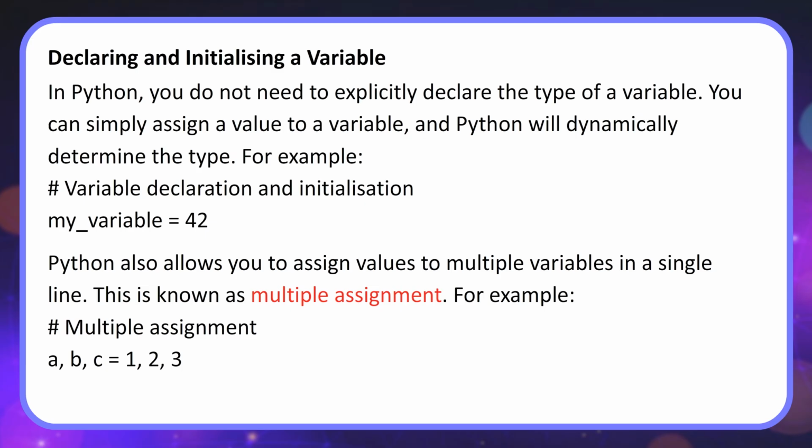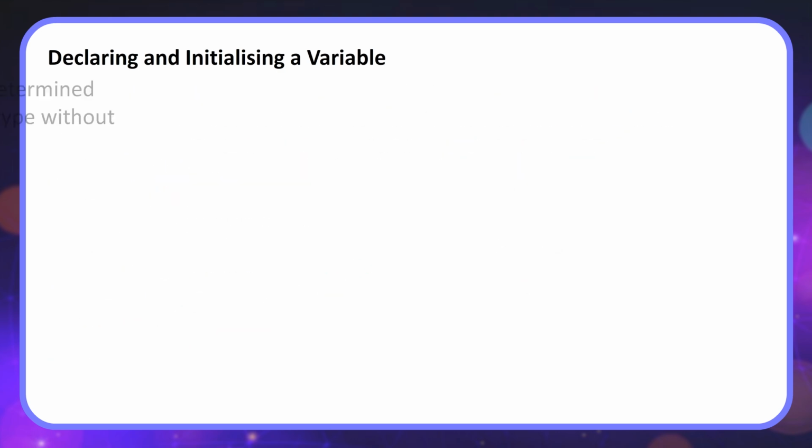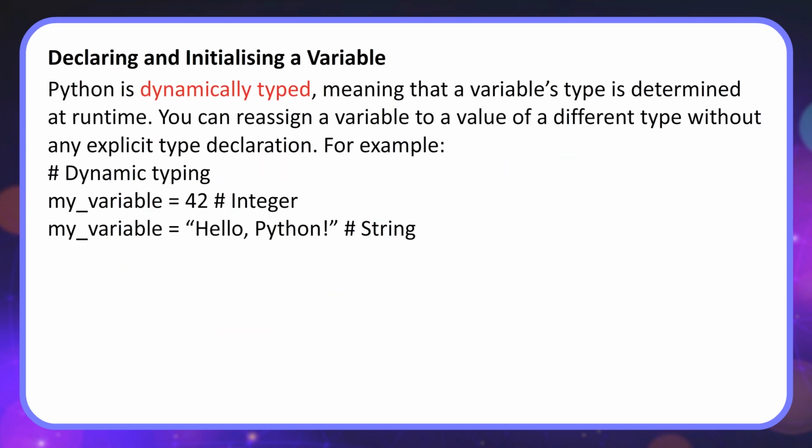Python also allows you to assign values to multiple variables in a single line. This is known as multiple assignment. For example, multiple assignment: a, b, c = 1, 2, 3. Python is dynamically typed, meaning that a variable's type is determined at runtime. You can reassign a variable to a value of a different type without any explicit type declaration. For example, dynamic typing: my_variable = 42 (integer), my_variable = "hello, Python" (string).